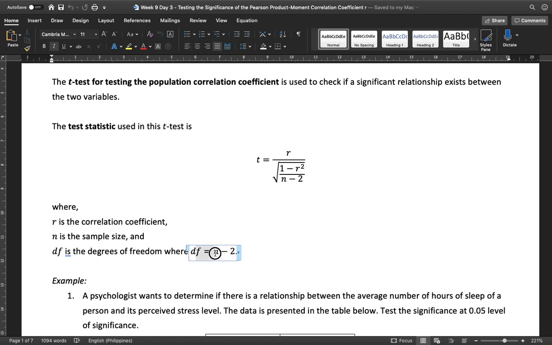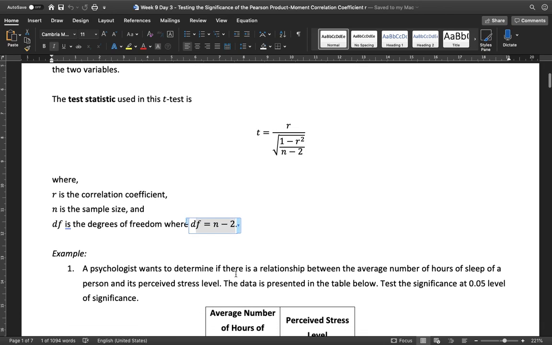Also, if you check here, iba yung degrees of freedom natin. We use n minus 2 instead of the usual n minus 1. Okay, so we have to be careful for that. Sige, let's have an example.